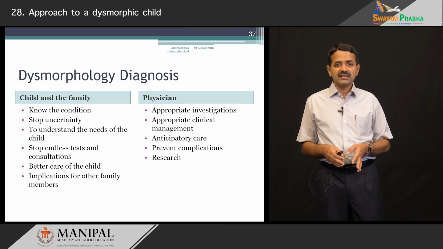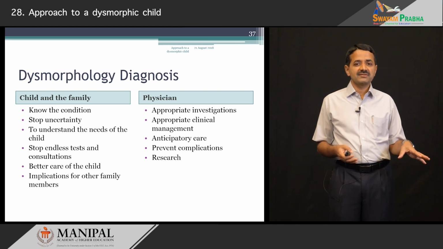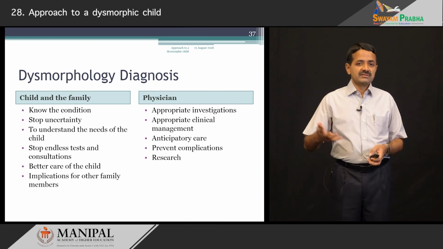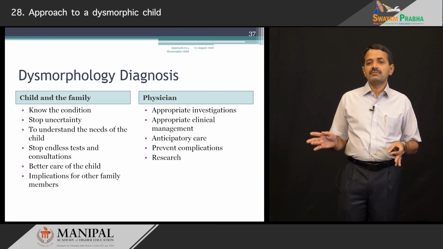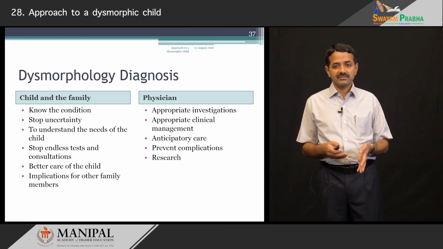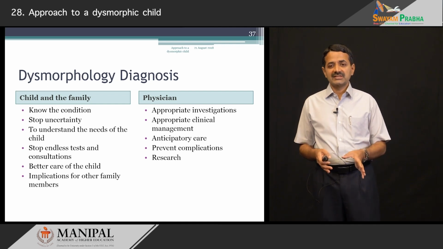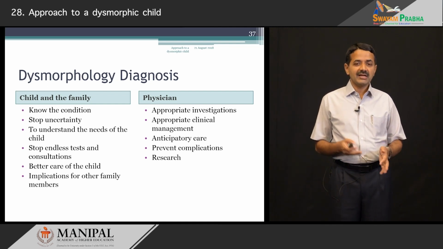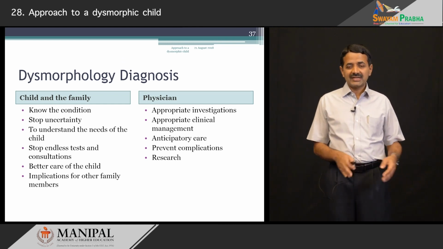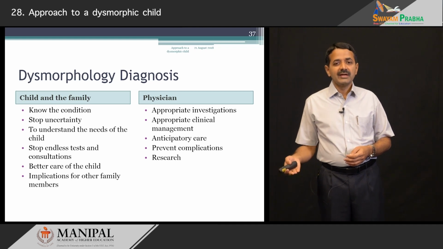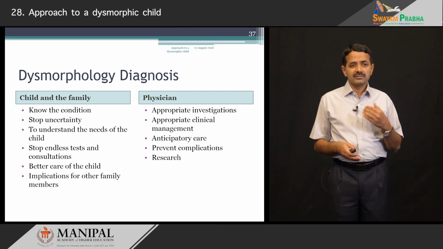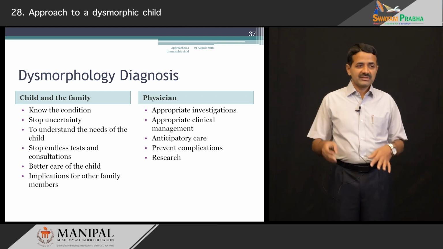For a physician, it helps to decide appropriate investigations for confirmation, as well as appropriate clinical management: which tests should be done for which system, and how the child should be followed up. It is easier, and better for the patient, if the physician has a definitive diagnosis, and of course anticipatory care depending on the problems that are present and those likely to develop, to prevent complications. Sometimes it is useful for research to understand normal growth and development, or even morphogenesis in human beings.